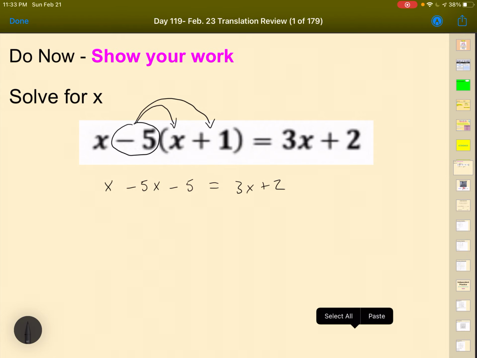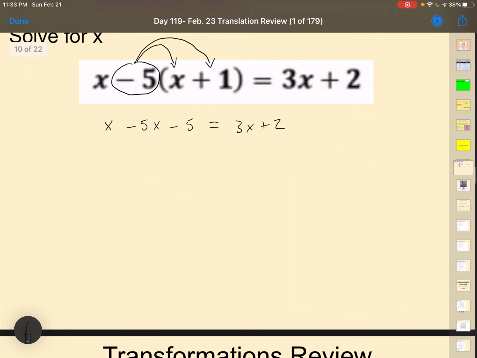Now I want to look to see if I can combine like terms on one side or the other. It looks like on the left side I can. You're going to see me boxing my variables, circling my constants. So now I know what I can combine. I can combine those two squares. A positive x minus 5x is going to give me a negative 4x minus 5 equals 3x plus 2.